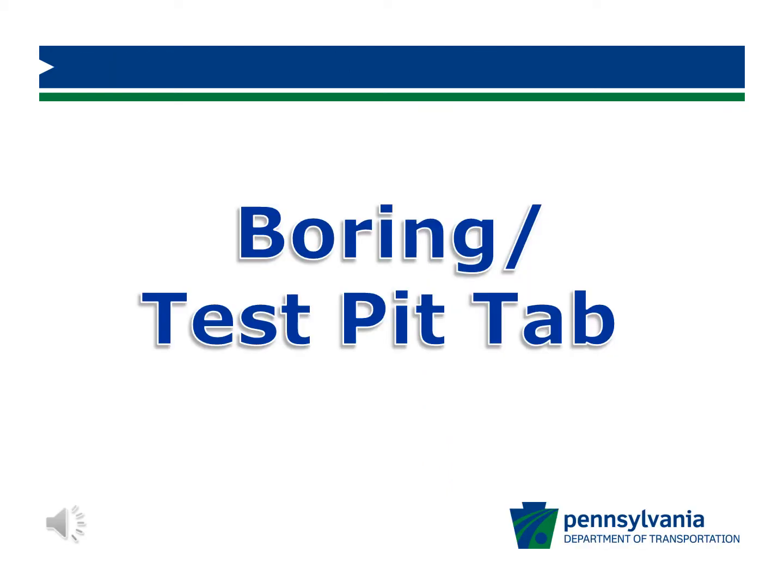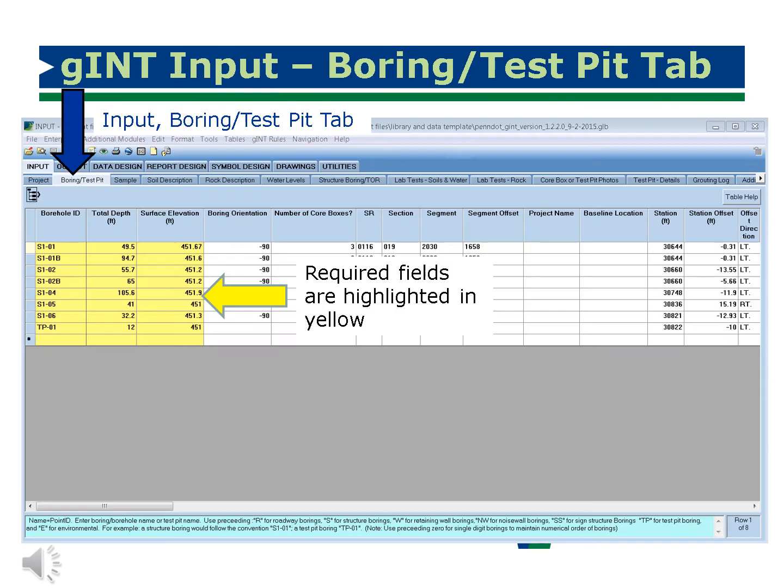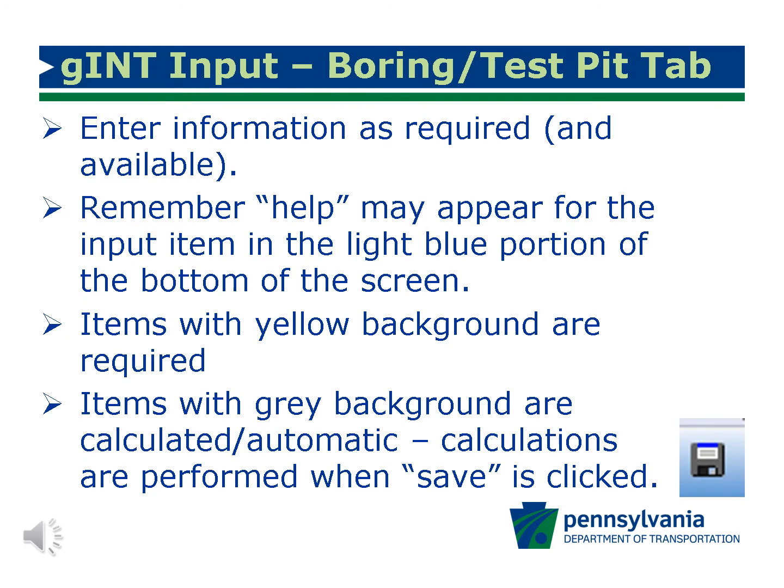Now, some guidance for input of data on the Boring Test Pit tab. This is a screenshot of the Boring Test Pit tab. Note that the required input fields are highlighted in yellow. For the Boring Test Pit tab, please enter the information as required and available. Note that additional input description for various input items has been included in the light blue portion at the bottom of the screen. Items with a yellow background are required input items, and items with a gray background are calculated with the gINT rule, with the calculations automatically performed after the user clicks on Save.